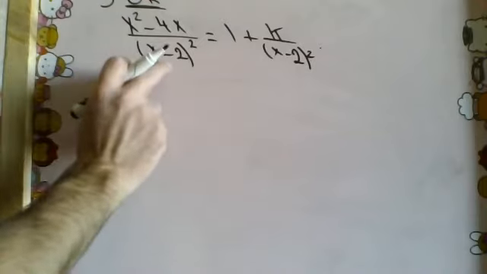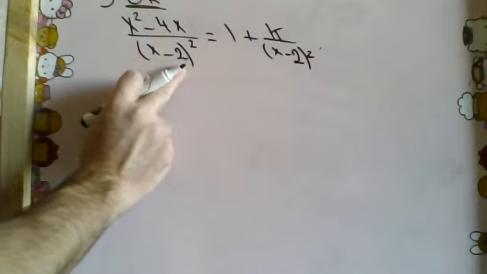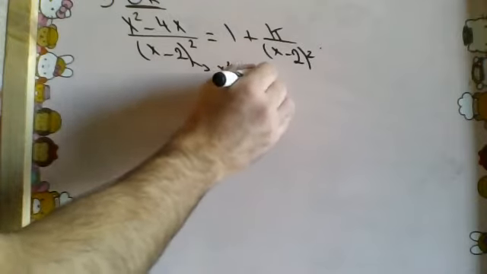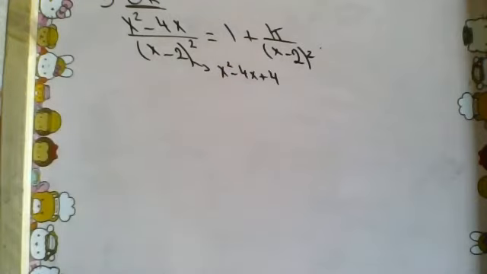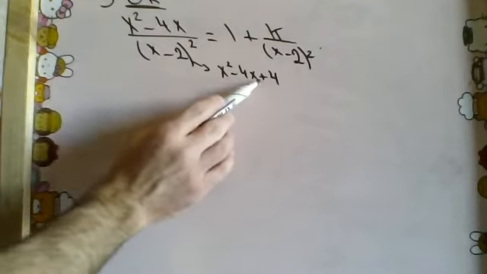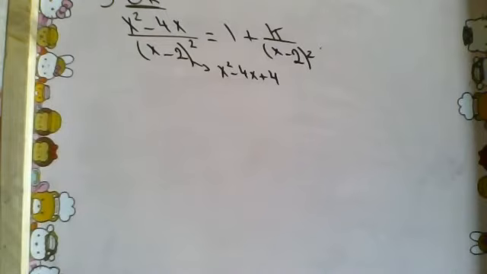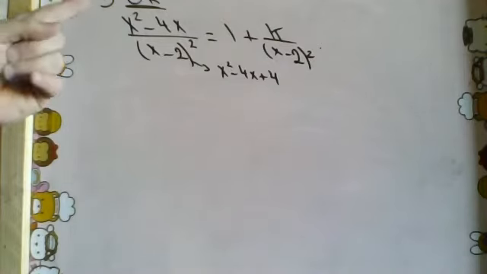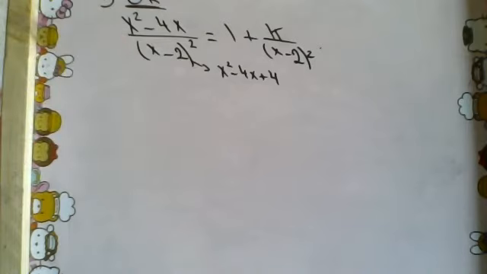Of course, x minus 2 squared is x squared minus 4x plus 4, right? And we are dividing x squared minus 4x by x squared minus 4x plus 4. We can find this constant k in more than one way. We have a particular way for this particular function, and we have the general way. The general one is the long division.